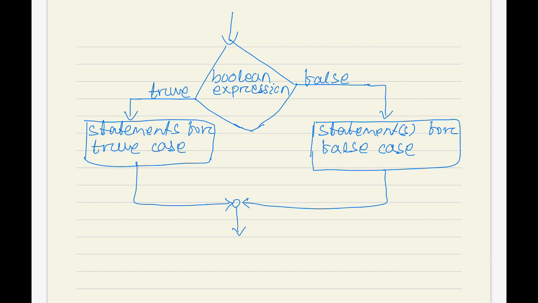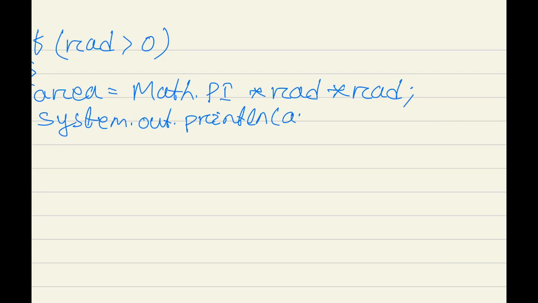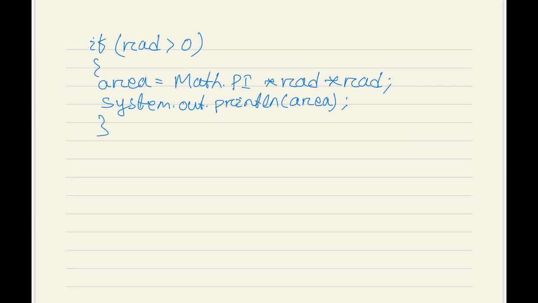So we can modify the previous program that we have written to compute the area of the circle from a given radius like this. We can write this program: if radius greater than 0, then we can write area equal to Math.PI * radius * radius, then we can write System.out.println(area). So this is the true case. So if radius is greater than or equal to 0, then we can compute the area and display the area.